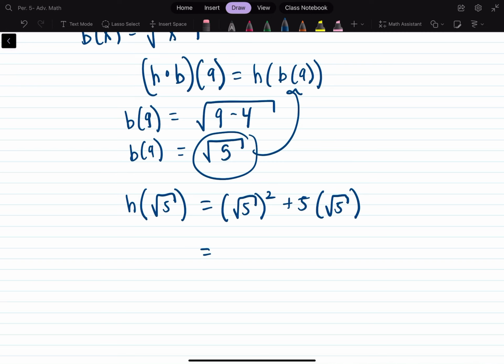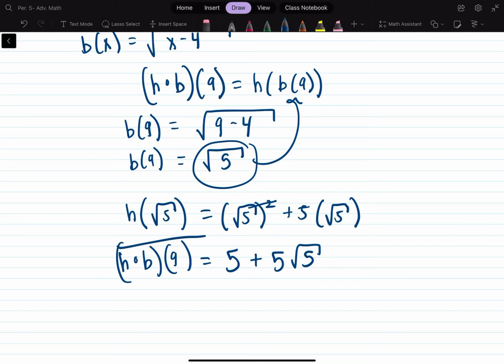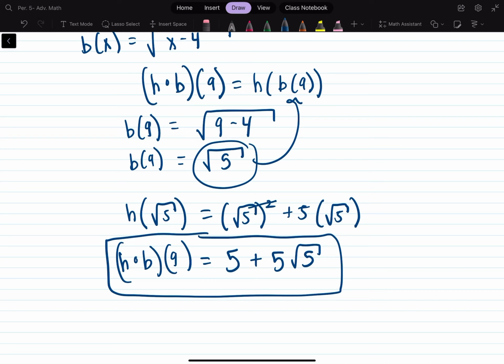All right, now to simplify this down, the square root of 5 squared, you could think about it as your squares canceling or simplifying out, so you're left with just 5, plus here we are going to leave this in radical form. 5 times the square root of 5 would just be 5 radical 5. So that is what h of b of 9 is equal to: 5 plus 5 square root 5. Oh my goodness, so many 5s there. All right, I hope that is clear. That's it for these notes.